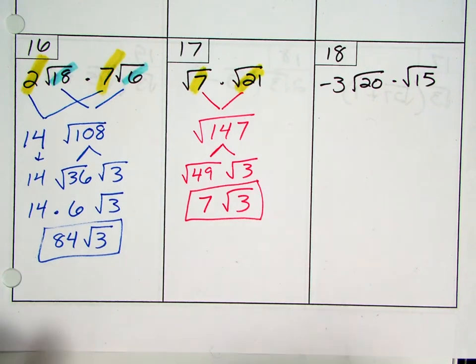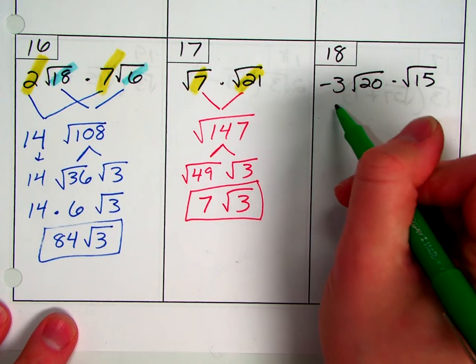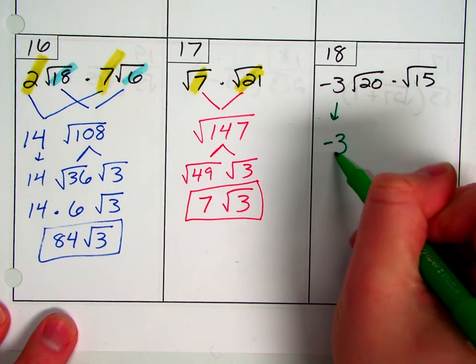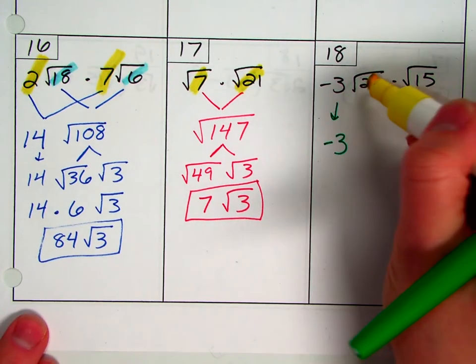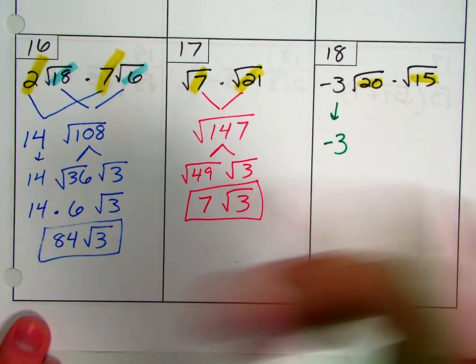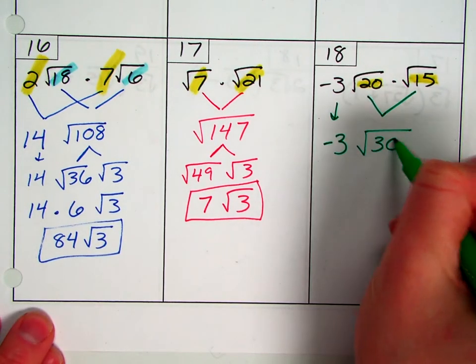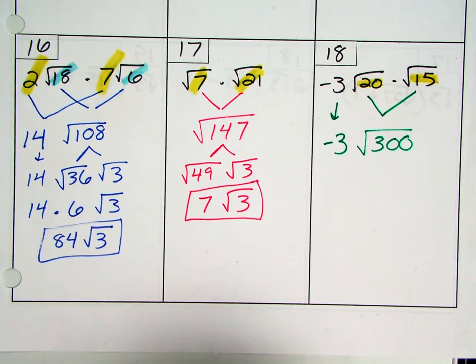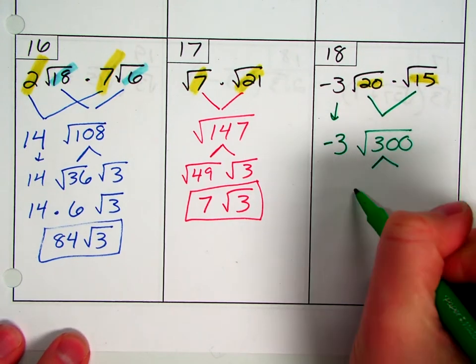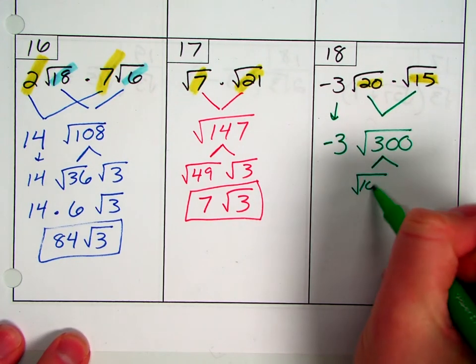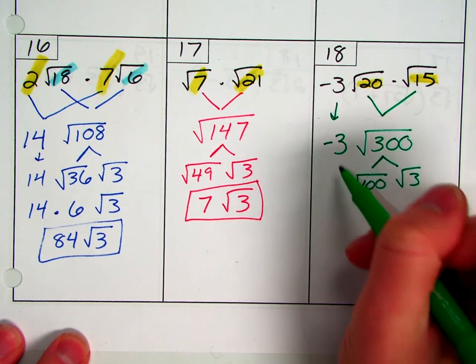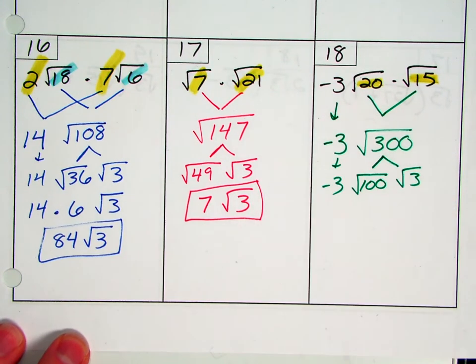Looking at 18. Negative 3 is the only number outside, so we're just going to go ahead and bring that down. But there is a 20 and a 15 inside the radical, so we're going to multiply those two together to get the square root of 300. 300 is not a perfect square, so I'm going to break it up into a perfect square and a number, and in this case that would be 100, and it goes in there 3 times, and we need to bring down our negative 3 out front still.